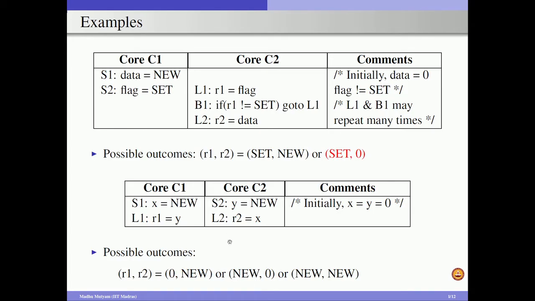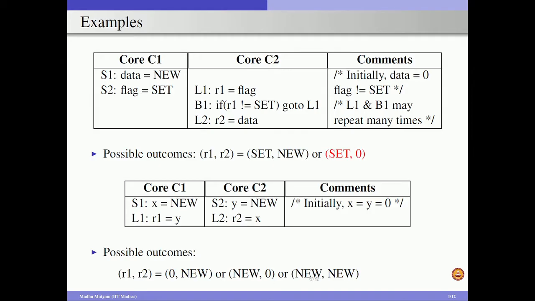So as a result, register R1 is now having the value new. And also in the previous sequence, because we are executing load 2 before store 1, we are going to read the old value from memory location X. So as a result, R2 is going to have the value 0. This is also a valid sequence according to the programmer's expectations.